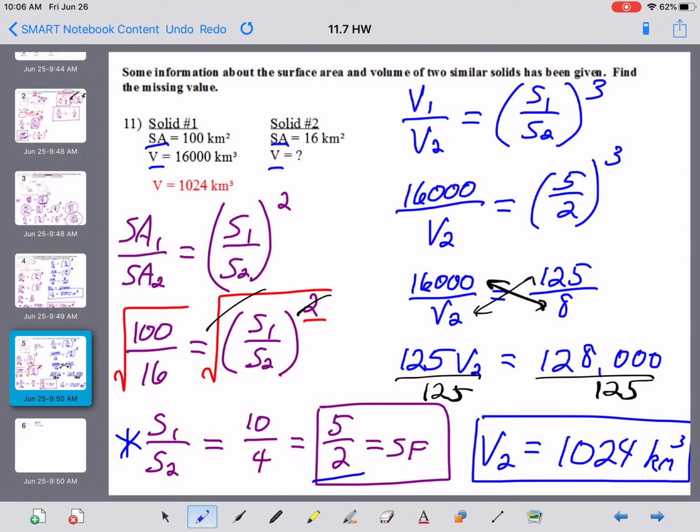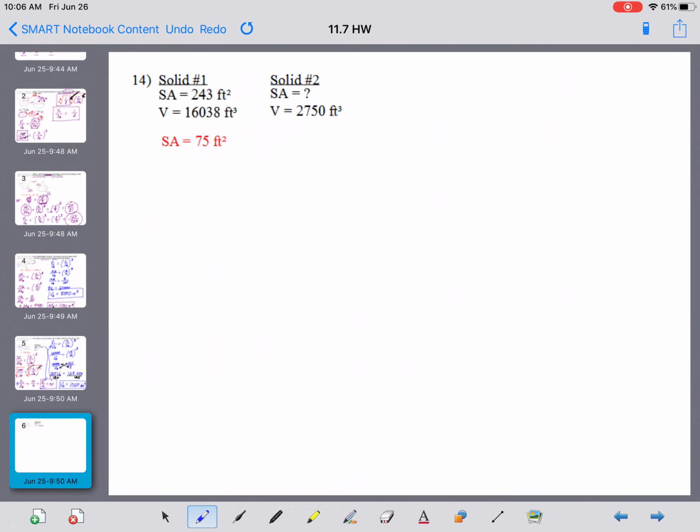Whew, so that was a lot of work right there. We had to use the information given about surface area in order to find scale factor. And then once we found scale factor, we had to come back up here and use that to find a missing volume. Whew, so that one is tough. And really, number 14 is the same problem as the one that we just did. It just went in the opposite direction.